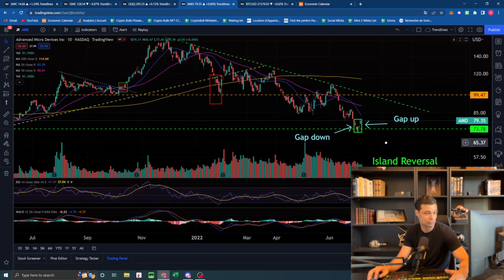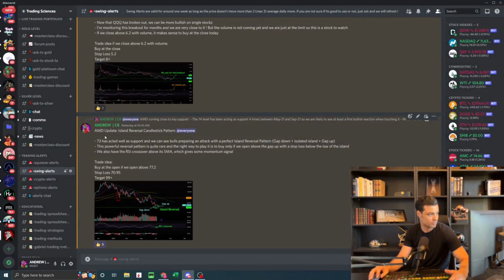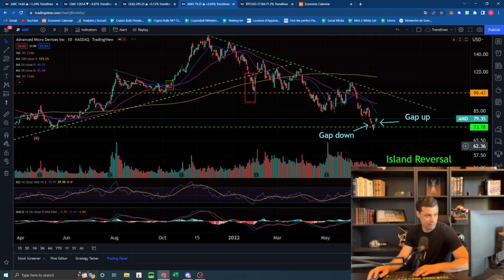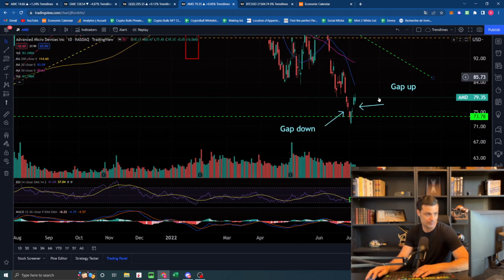One of the nicest ones, and I posted that in my Discord for those who are interested, I posted it, of course, before I got in that trade: AMD, an island reversal candlestick pattern. All right, so what is an island reversal? An island reversal, guys, is that whenever you have a trend, so here a downtrend, and suddenly you have a gap down, bam, so that's very bearish, right?